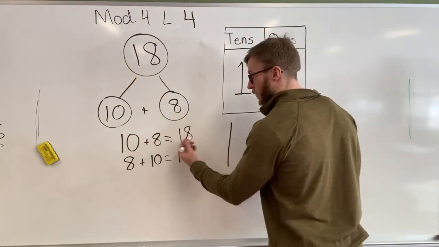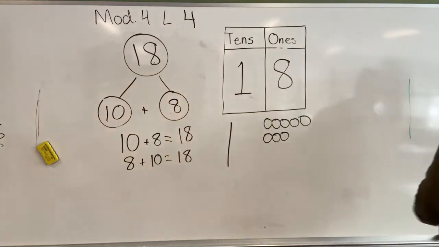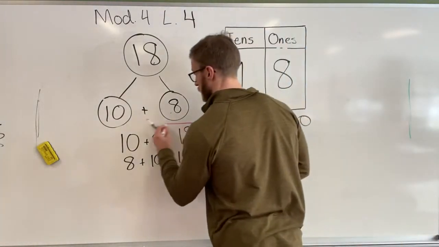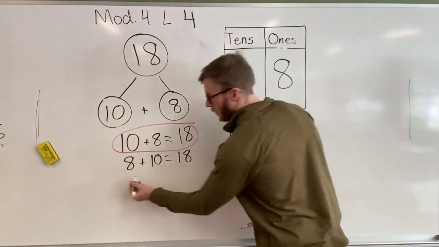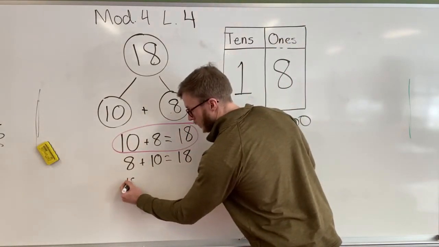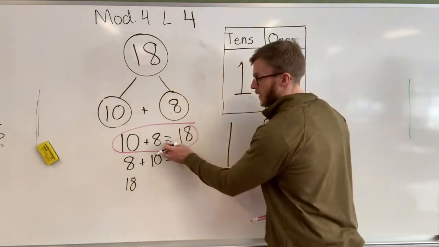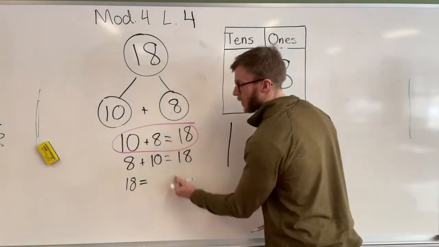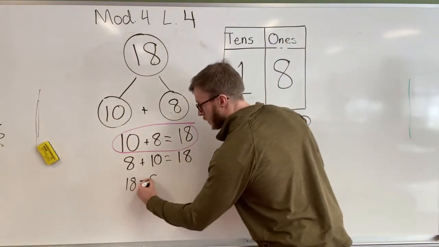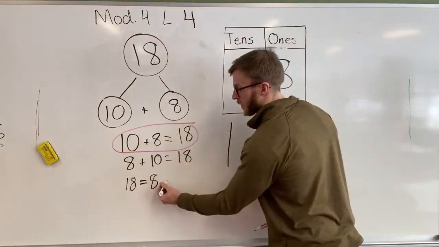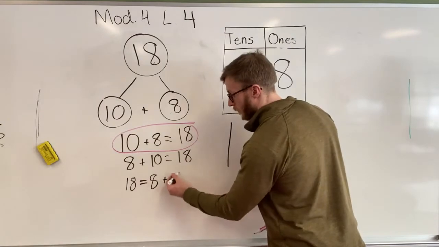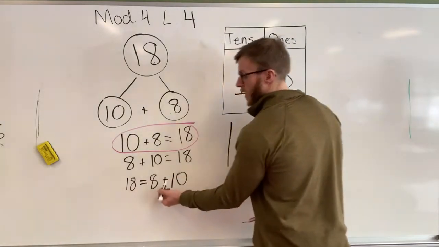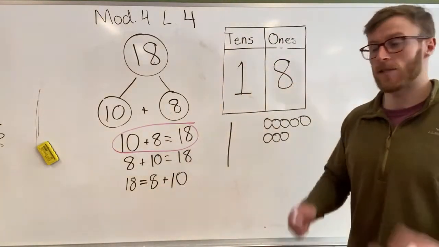So I'm going to write these 2 number sentences backwards. So I'm going to look at this one. I'm going to write it backwards. I see 18, I'm going to write 18. I see an equal sign, I'm going to write an equal sign. I see the number 8, I'm going to write the 8. I see the plus sign, I write the plus sign. My last number is 10. 18 equals 8 plus 10. That is still a true number sentence.